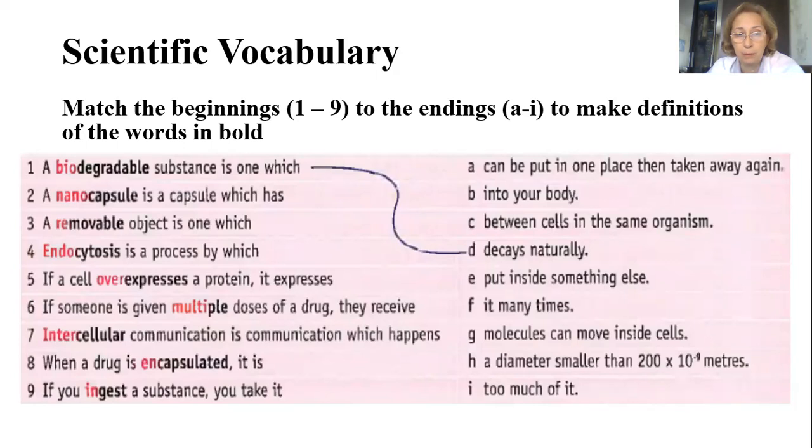When a drug is encapsulated, то есть когда encapsulated, выходит, да? Капсула. Когда лекарство заключено в капсулу, это означает, что put inside something else. Molecules can move inside cells. We have already used this. But this is E, put inside something else, да? То есть drug, лекарство помещено внутрь чего-то, да, в какую-то капсулу. So this is E. Okay, Duman, the last one.